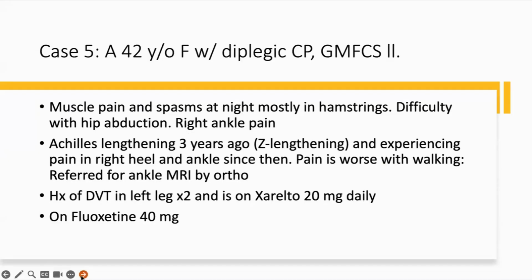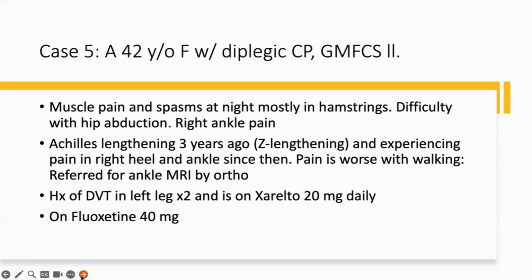So this one is a 42-year-old diplegic CP, GMFCS 2. And these are some patients that I have had for 8 years. So when I saw them, they were younger. Muscle pain and spasms at night, mostly in hamstrings, difficulty with hip abduction, right ankle pain. She had an Achilles lengthening done and basically saw ortho for that and then was referred to us.